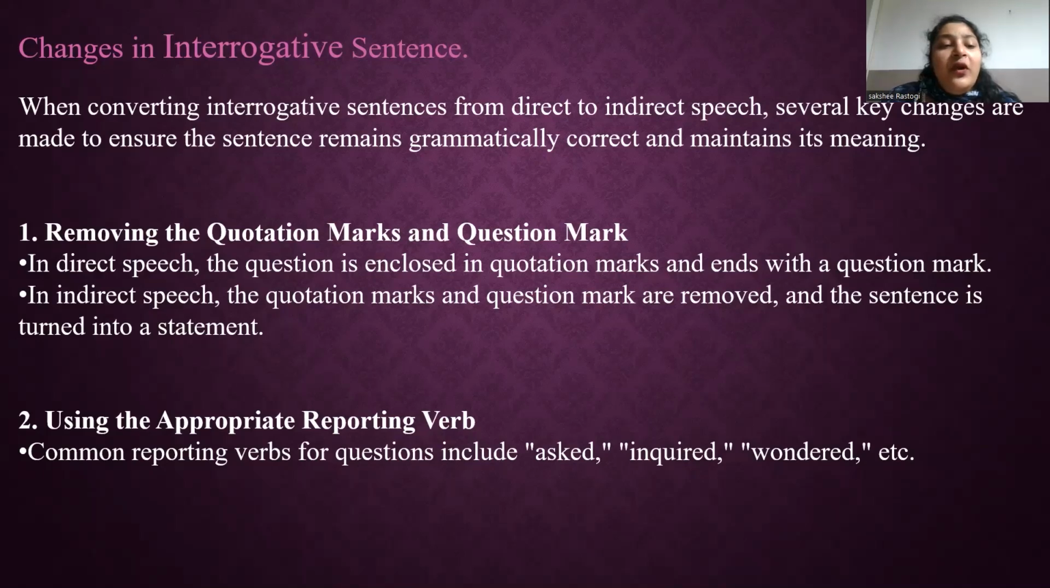So this is the first point: removing the quotation marks and the question mark. Great point, right? When converting an interrogative sentence from direct speech to indirect speech, another change is removing the quotation marks and the question mark. So in indirect speech, the question mark is replaced with a period, which is a full stop, and the quotation marks are removed.